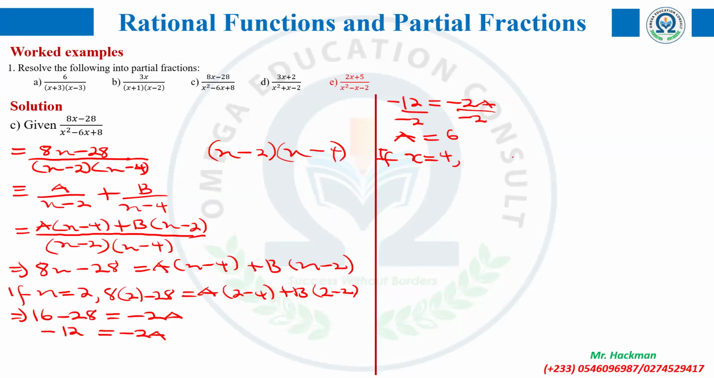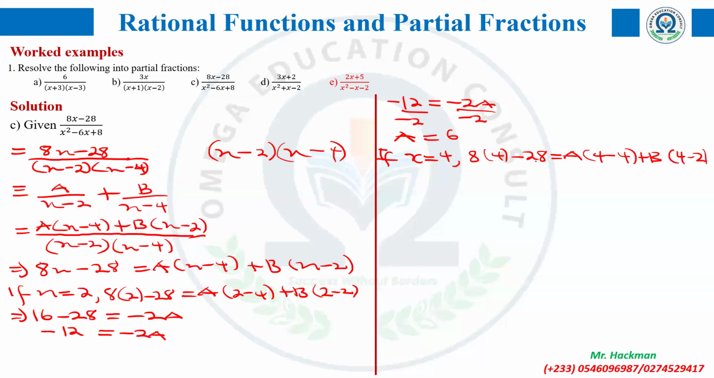So you continue here. So that will give us 8 into 4, okay, minus 28 is equal to a, wherever we see x here, it's going to be 4 into what? 4 minus 4, okay, plus b into, okay, and that will give us 4 minus 2. You close it. Okay, so at this point, what do we do? 8 times 4 will give us 32. Okay, so you are going to get 32.